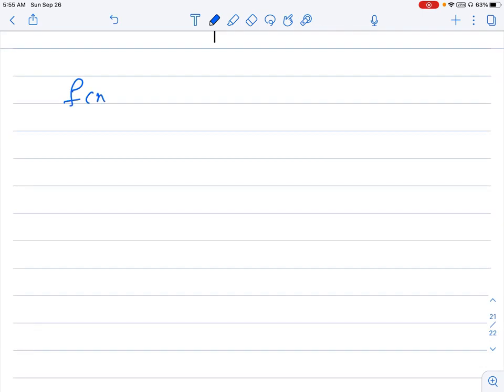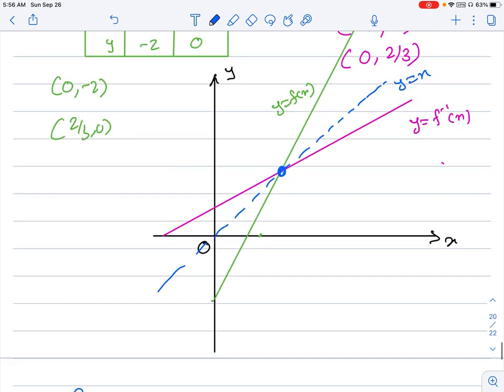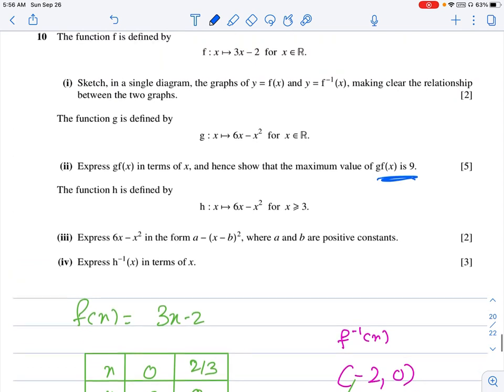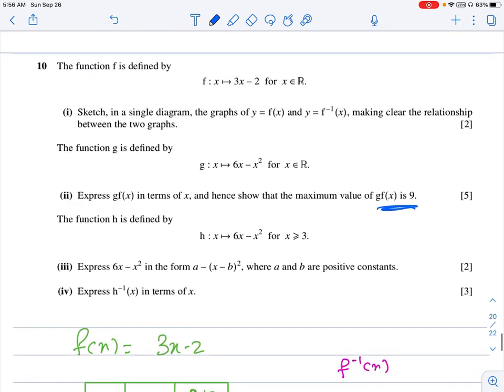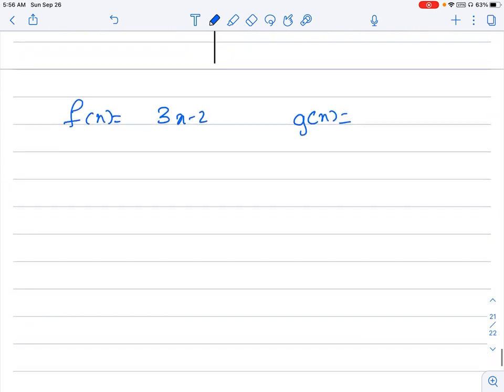So f of x has been given as 3x minus 2 and g of x is given as 6x minus x squared. He is asking us to find the value of g of f of x.